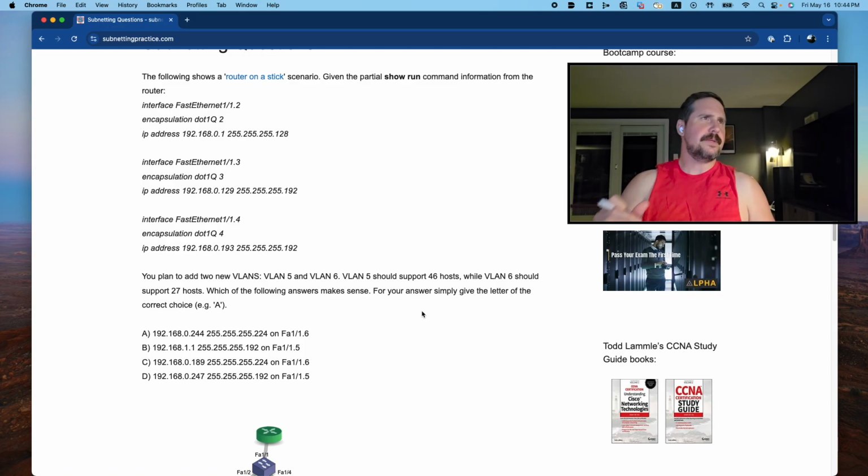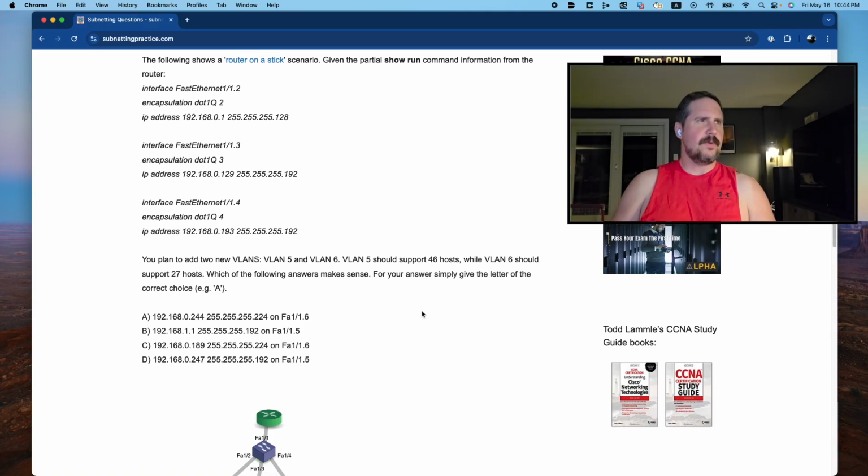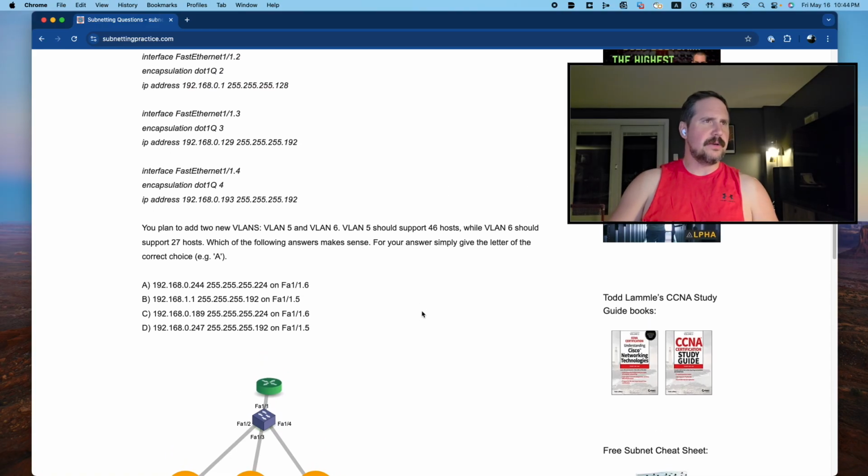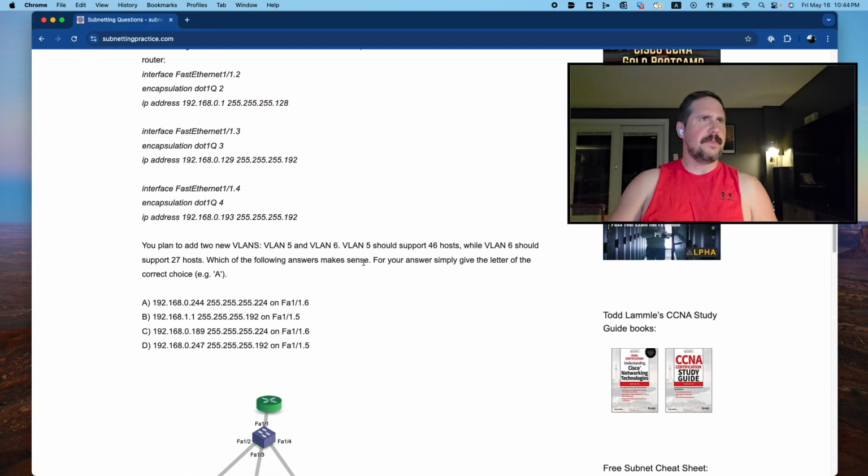Okay, so I need to add two new VLANs, VLAN 5, which should support 46 hosts, and VLAN 6 should support 27 hosts. All right, so if I want to add one, I'm looking through these. So we've got 192.168.0.244. All right, 192.168.1.1, 192.168.0.189, 192.168.0.247. All right, so let me think about this for a second.